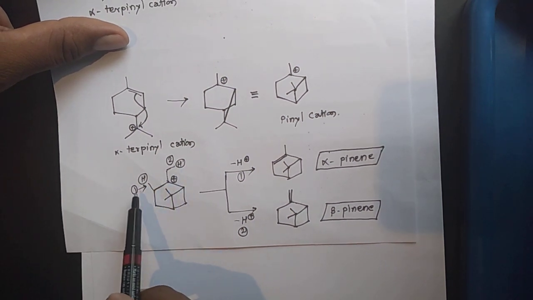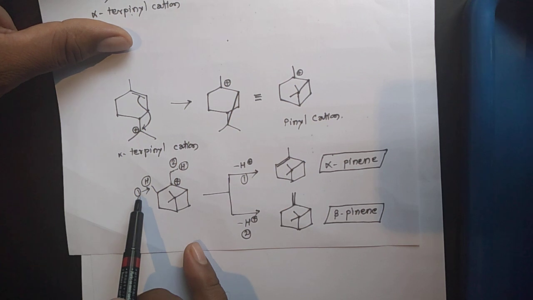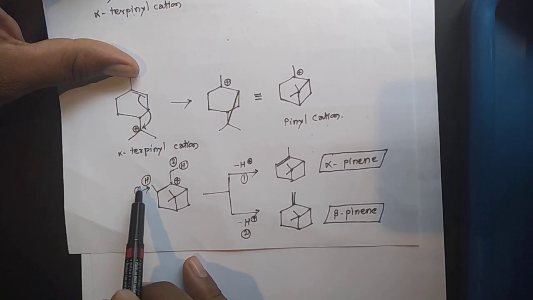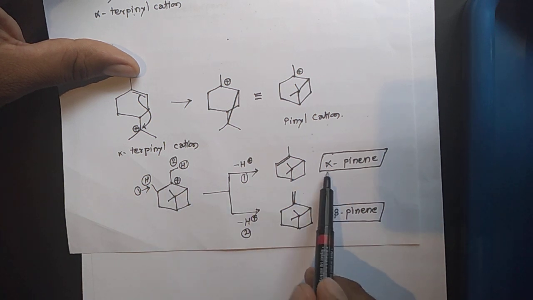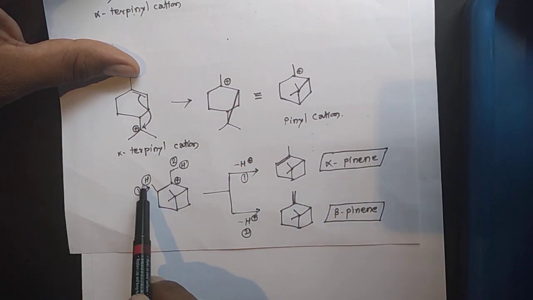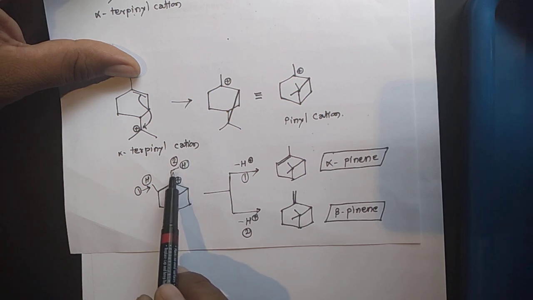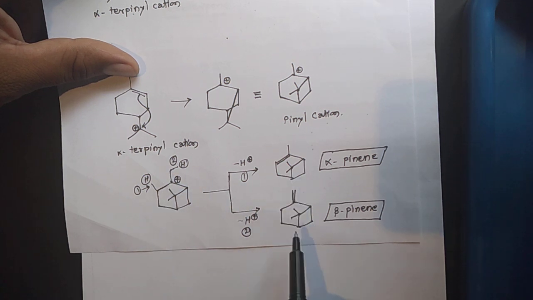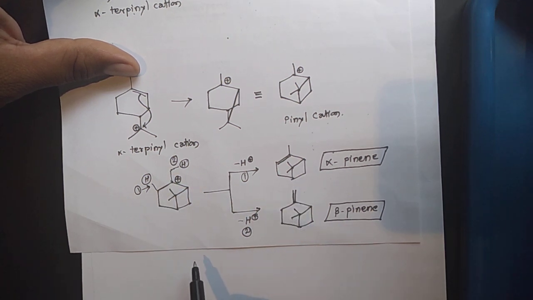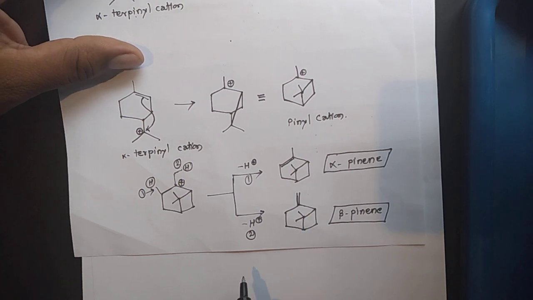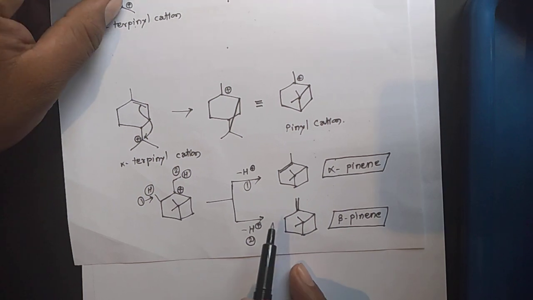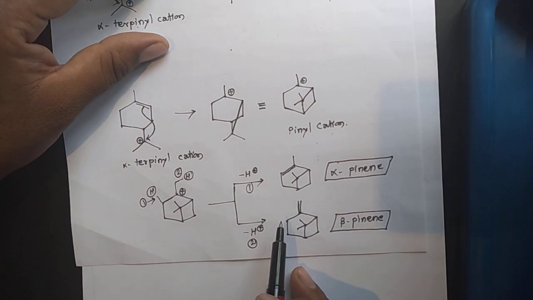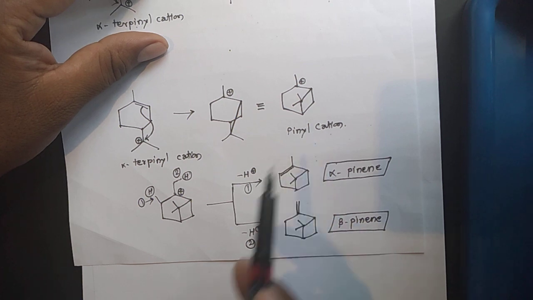What is the difference between 1 and 2? When this hydrogen is removed and a double bond forms, there will be formation of alpha pinene. Instead, if this hydrogen is removed and a double bond forms between these two carbon atoms, there will be formation of beta pinene type of compounds. Today we will start to prepare another compound, which is fenchone, using this pinyl cation.